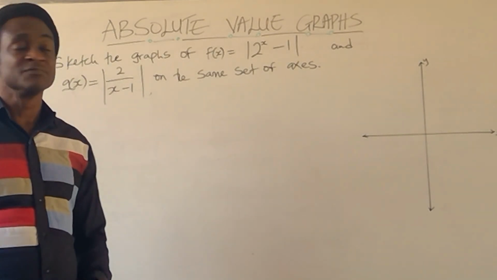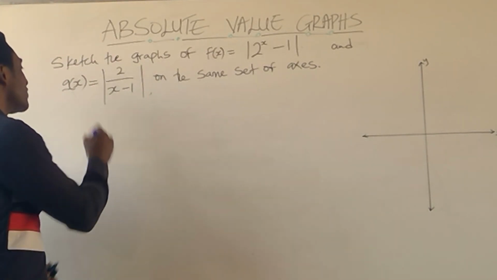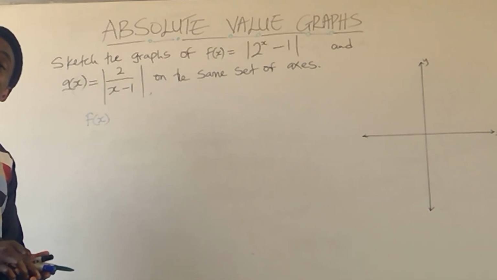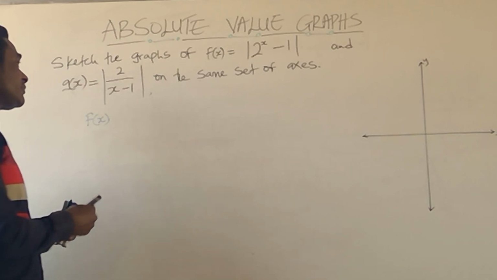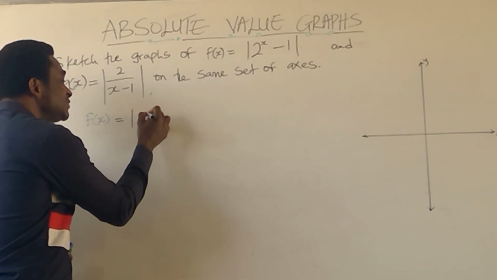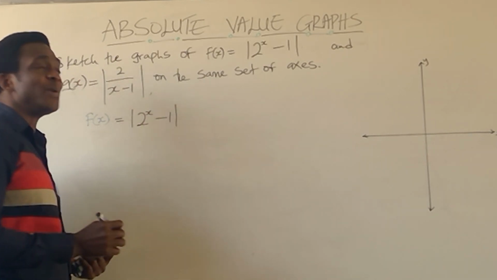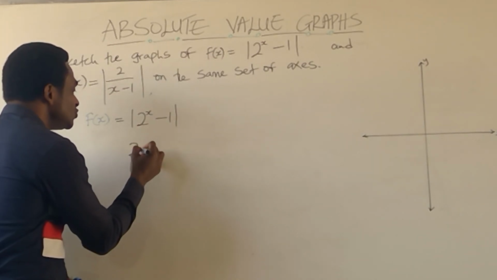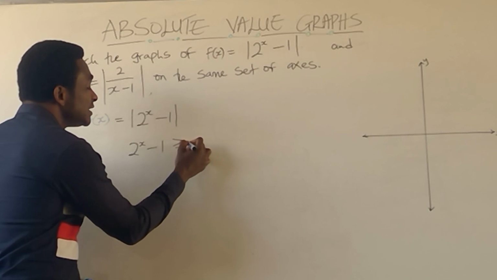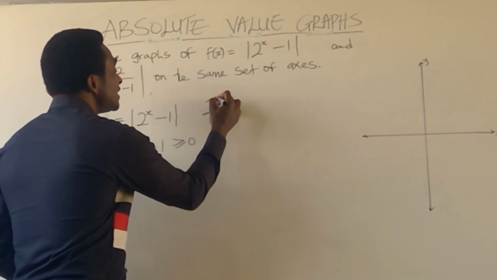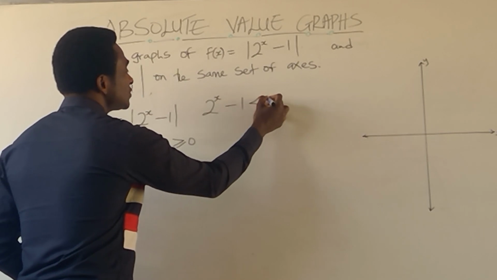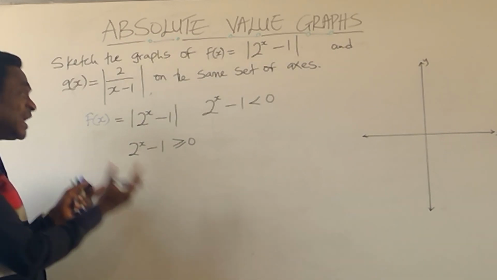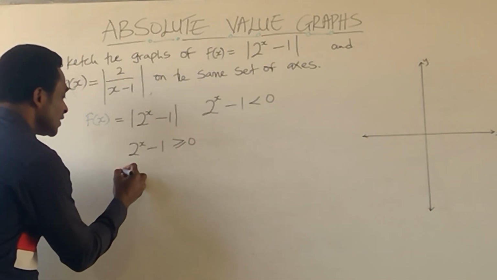to maneuver around them. So remember, for any absolute value graph, f of x, what we actually look out for is that the expression in the absolute value must return a positive or a negative value. So in a nutshell, 2 exponent x minus 1 should return a positive value, or 2 exponent x minus 1 must return a negative value. So first of all, let's see a different approach to this. First of all, we sketch the graph of the positive.